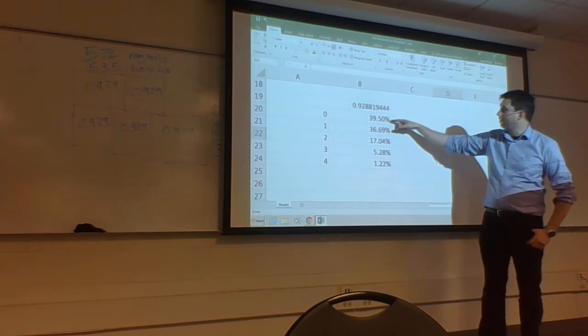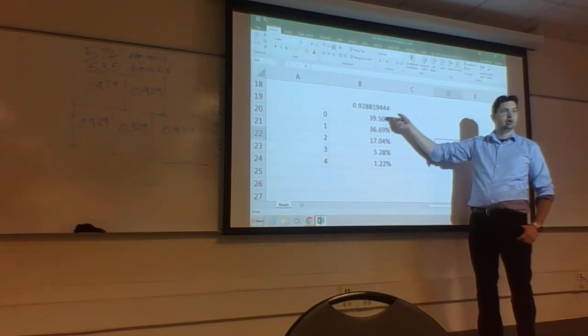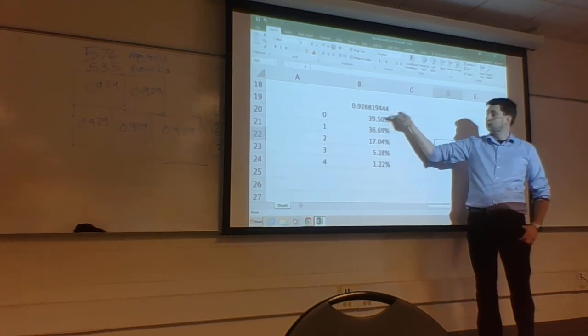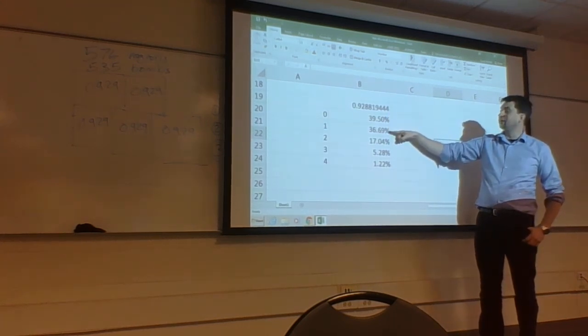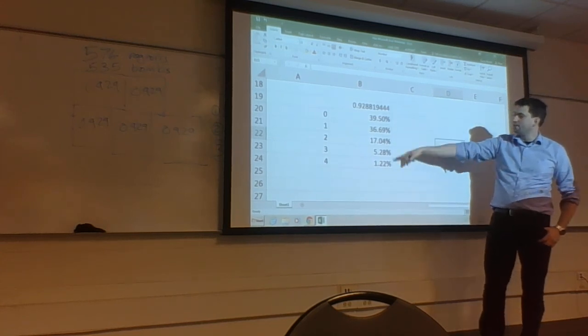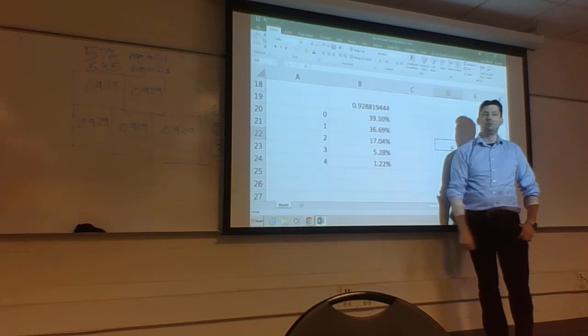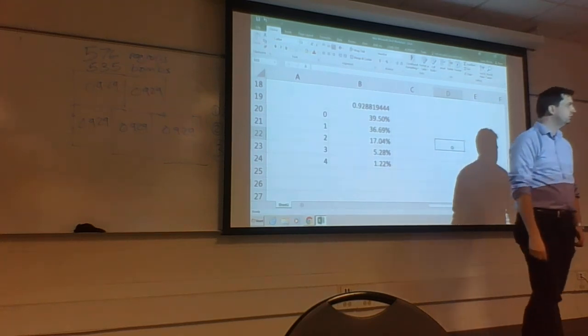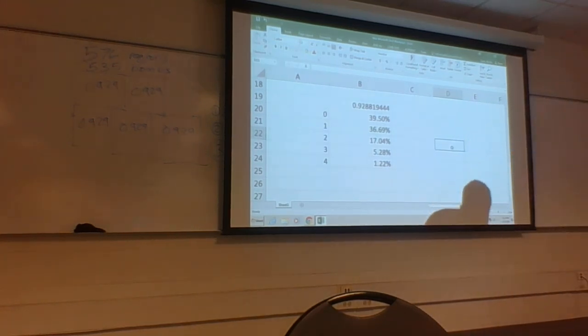Almost 40% of all the districts should have had no bombs dropped on them at all. About 36.7% would have exactly 1 bomb, 17% for 2, 5% for 3, and 1.2% for 4. We could do 5, but when you're working with an average of 1, 5 seems really high. So we're just going to leave that alone for now.